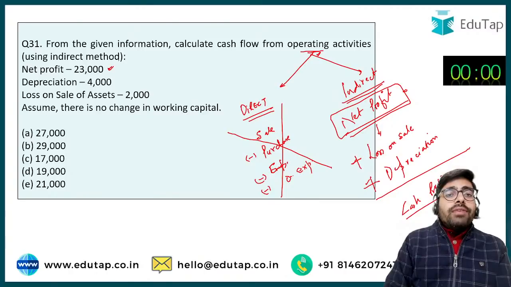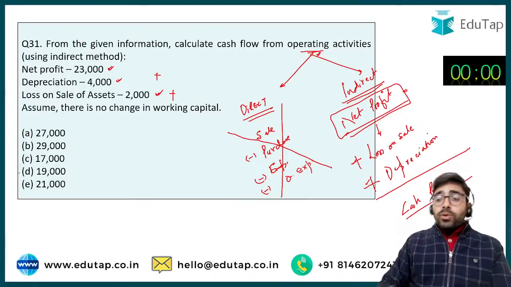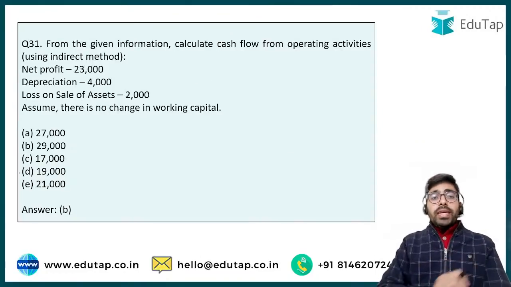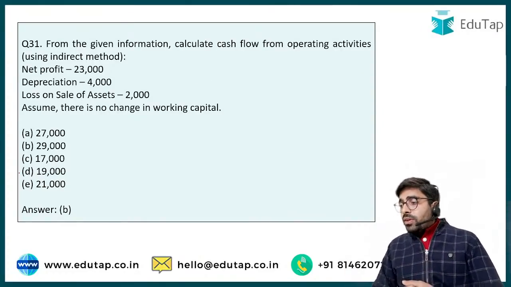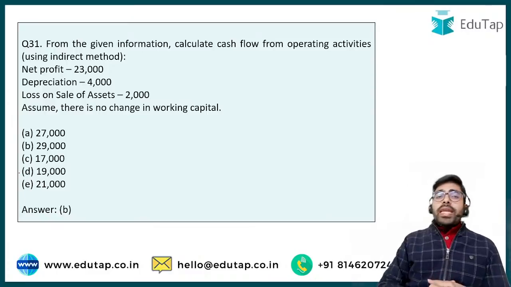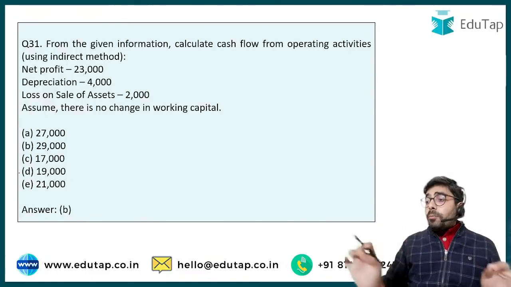Net profit we are given 23,000, 4,000 is depreciation, loss on sale of assets is 2,000, so we simply have to add all these and the answer is going to come out to option number B, 29,000. Okay. Yes, Ashish has very rightly pointed out कि we have to add non-cash and non-operating.